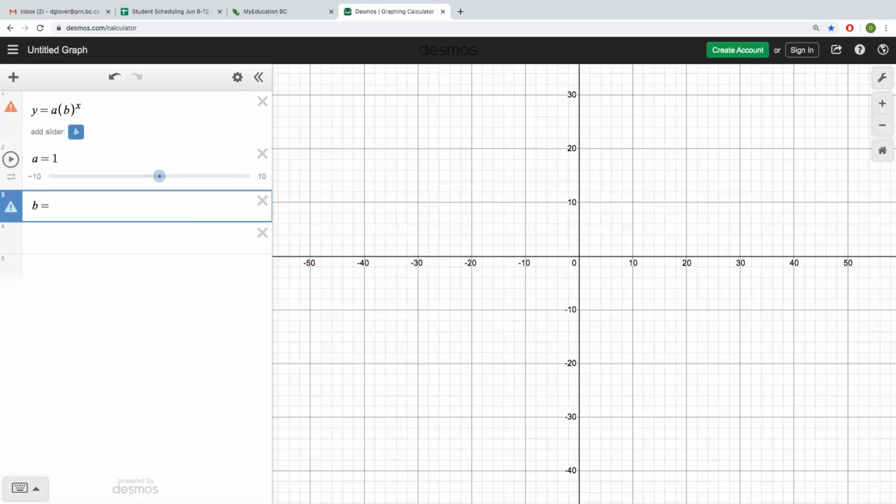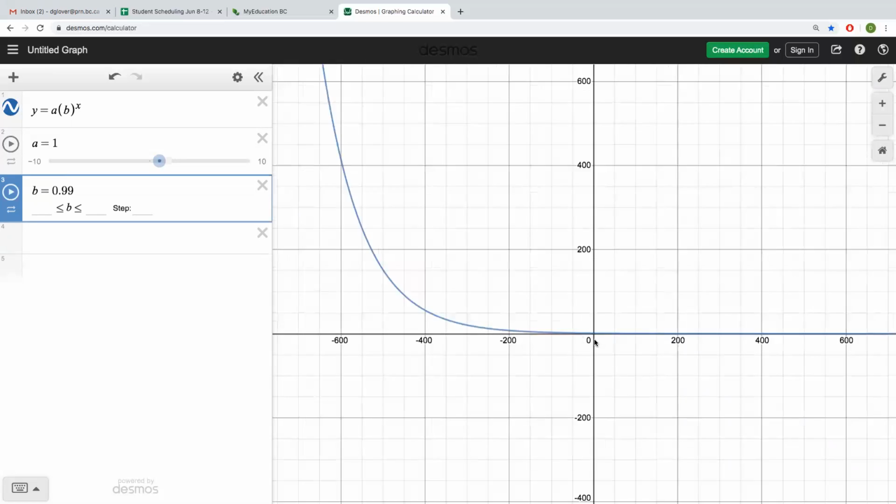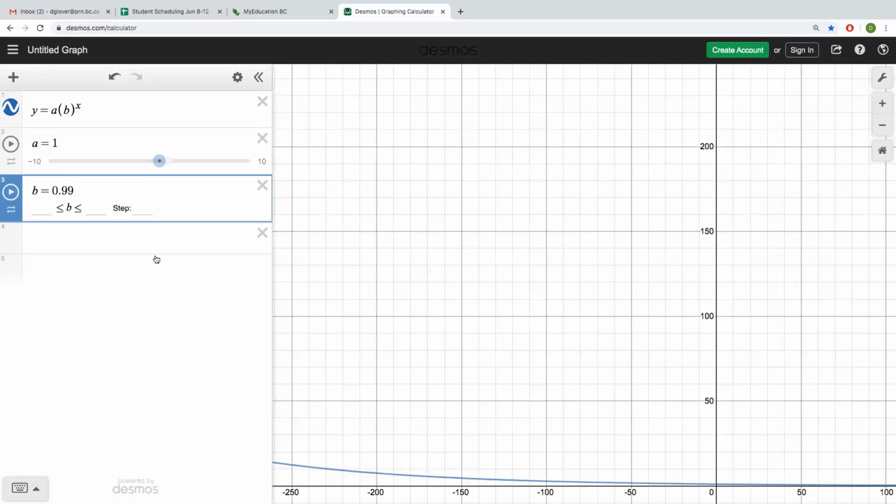If you lower b to anything below 1, like 0.9, it's decreasing, but it's flat. You can keep going. 0.95, it's even flatter. 0.99 is really flat. Let's keep b at like 2 or 3.